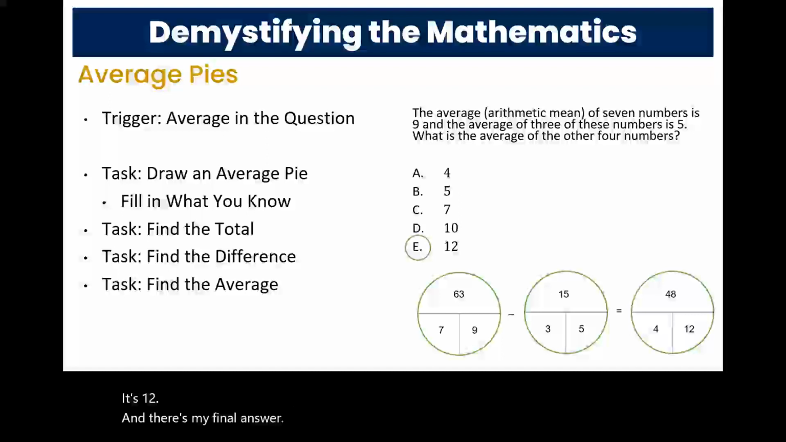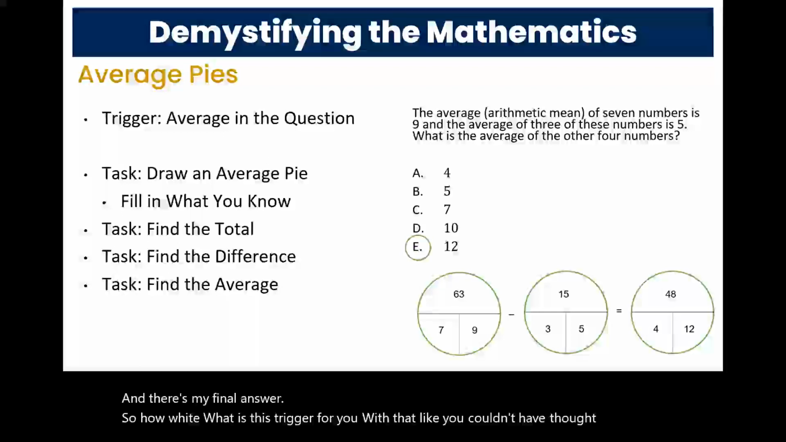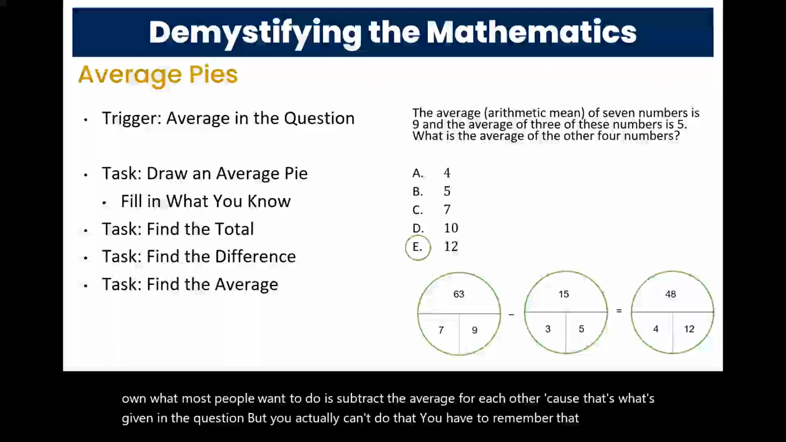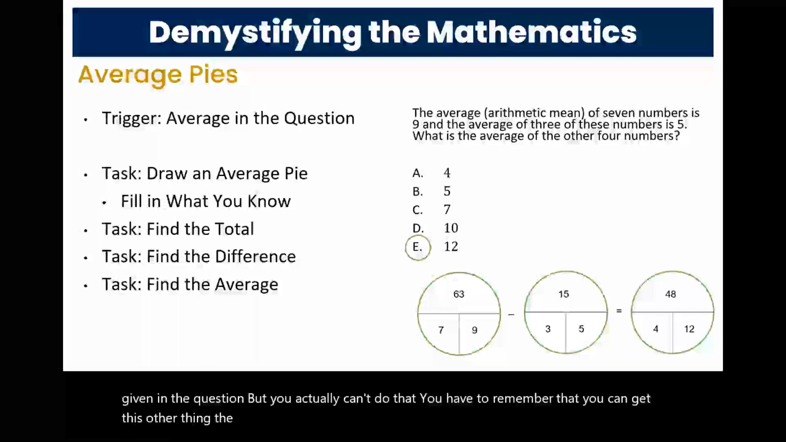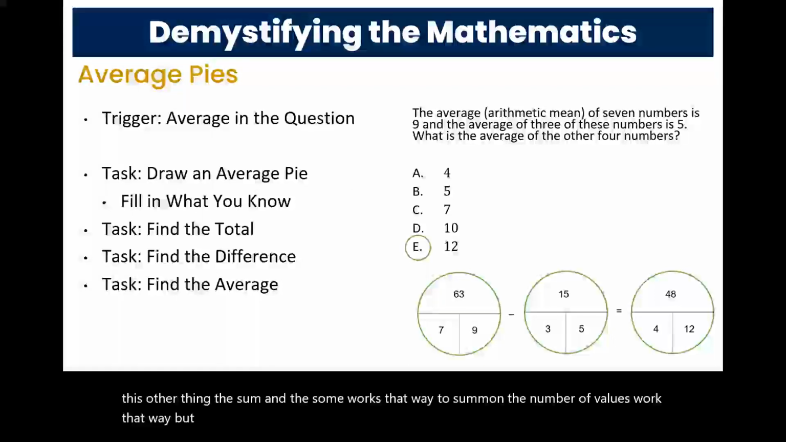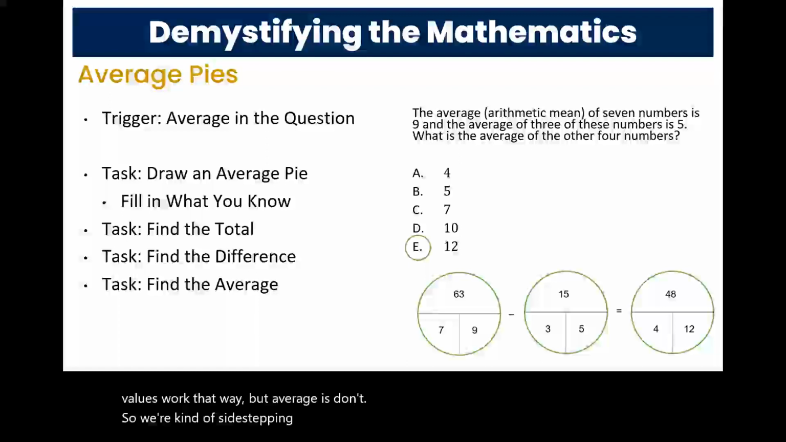So what does this trigger for you that you couldn't have just thought of on your own? What most people want to do is subtract the averages from each other because that's what's given in the question. But you actually can't do that. You have to remember that you can get this other thing, the sum, and the sum works that way. The sum and the number of values work that way, but averages don't. So we're sidestepping the way they set up the question.